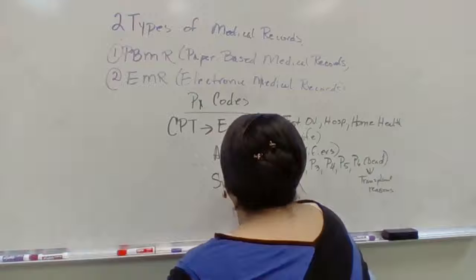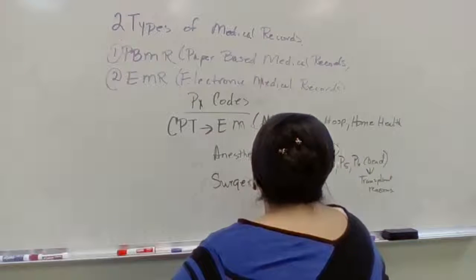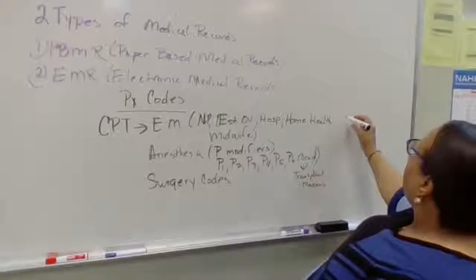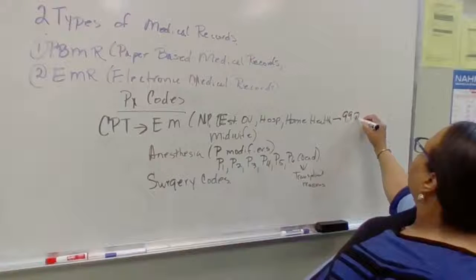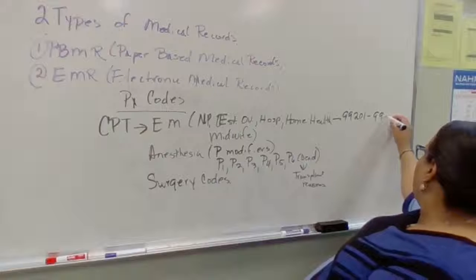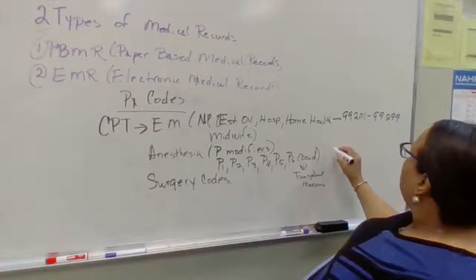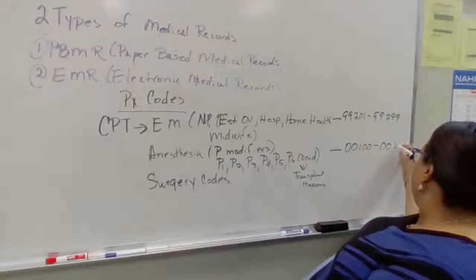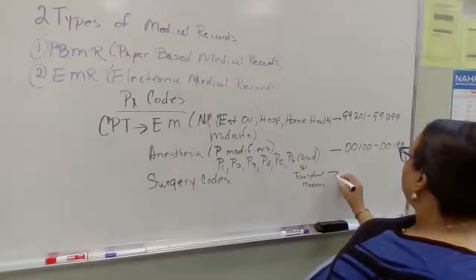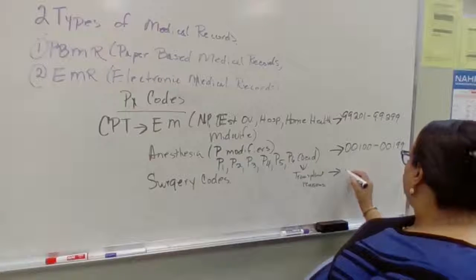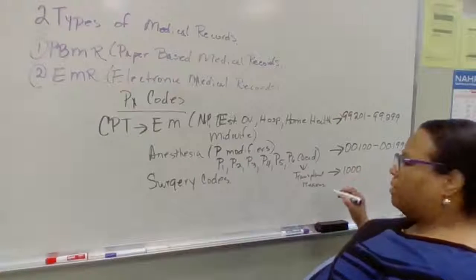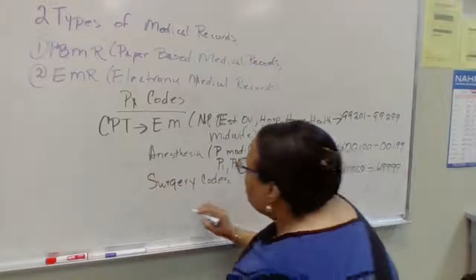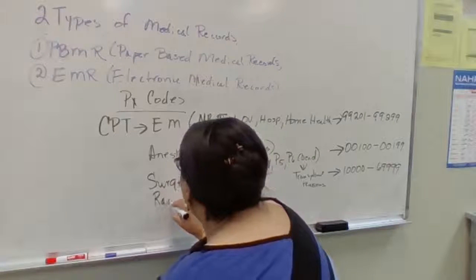Okay, then you have your surgery codes. So let me go back to this. Your E&M codes go from 99201 to 99299. Your anesthesia codes go 00100 to 00199. Your surgery codes go from 10,000 to 69999.